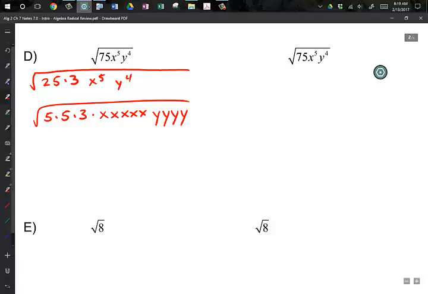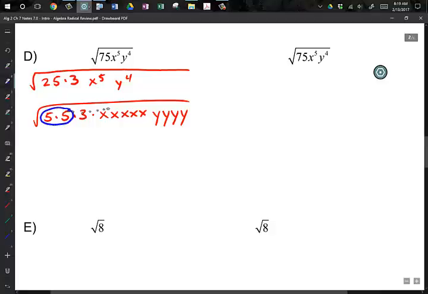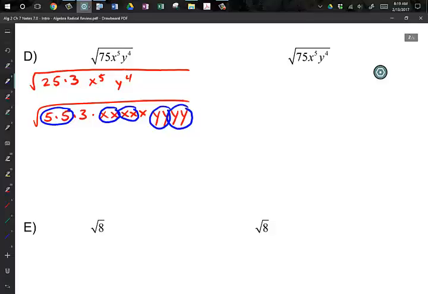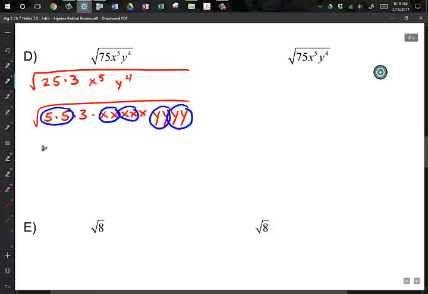Now I'm going to circle my pairs. There's a pair, there's a pair, there's a pair, there's a pair, and there's a pair. Each pair comes out as a single idea. So the 5s come out as 1, 5. I have 2 x's, so that's x squared, and I have 2 y's, that's y squared. What's not circled? A 3. What else? An x. So that's what's left inside.